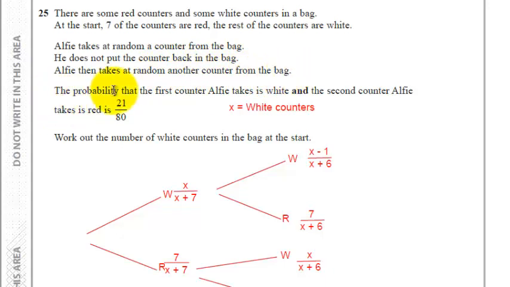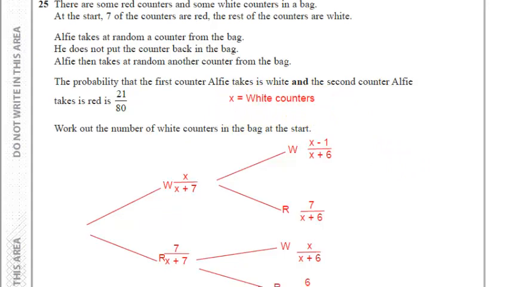The probability that the first counter Alfie takes is white and the second counter Alfie takes is red is 21/80. Work out the number of white counters in the bag at the start. I'm going to define the white counters as being letter X. I know there are 7 red, so I don't need to give the red a variable, but I'm going to use the letter X to be the white counters.